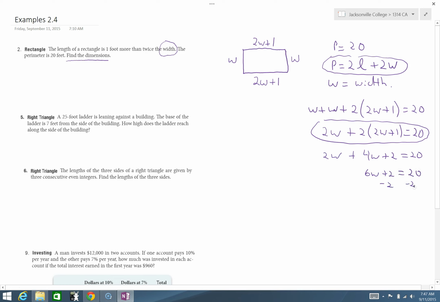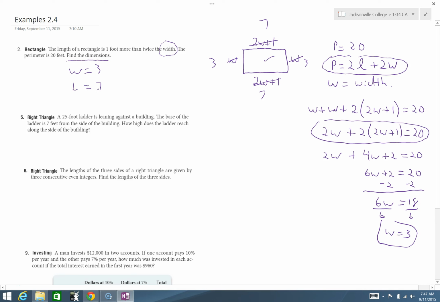Subtracting 2 on both sides, I get 6W is 18. And dividing by 6, I get W is 3. So in my picture, W becomes 3. If W is 3, this one is 2 times 3, which is 6 plus 1, that's 7. So that makes this one 7. Let's add them all together and see if they are indeed 20. 7 and 7 is 14, 17, 20. So we're good to go. So my dimensions are the width is 3 and the length is 7.